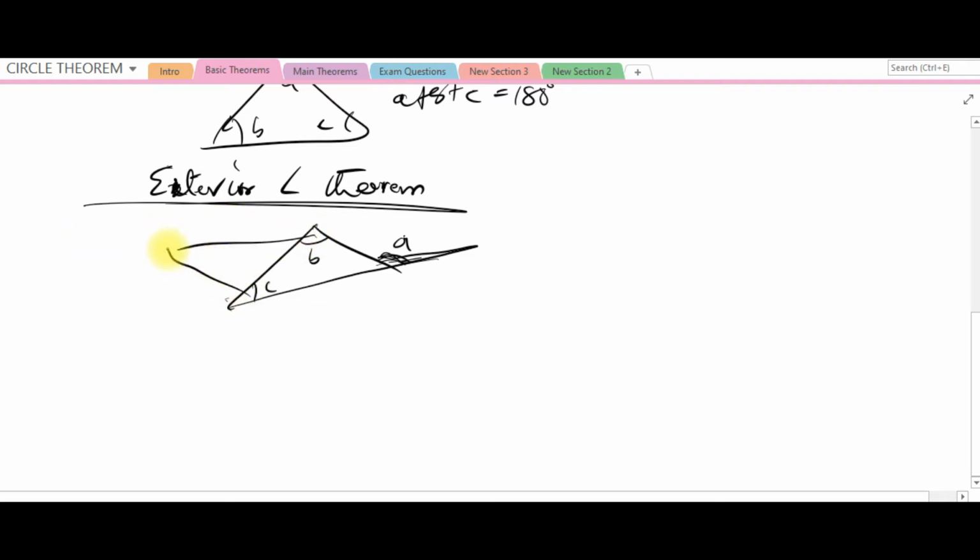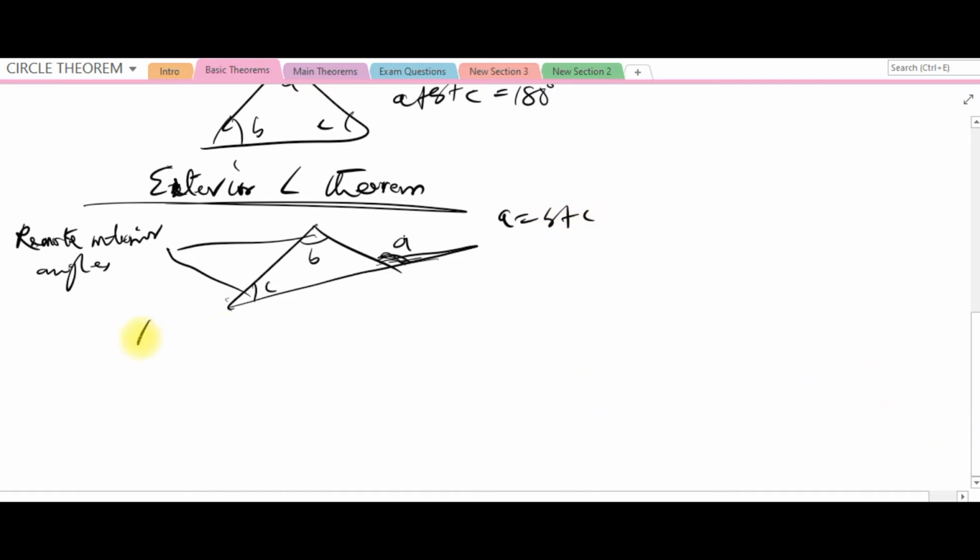B and C are the remote interior angles. So it states that the sum of the remote interior angles of a triangle equals the exterior angle. So we are saying that A equals B plus C. That is our exterior angle theorem.